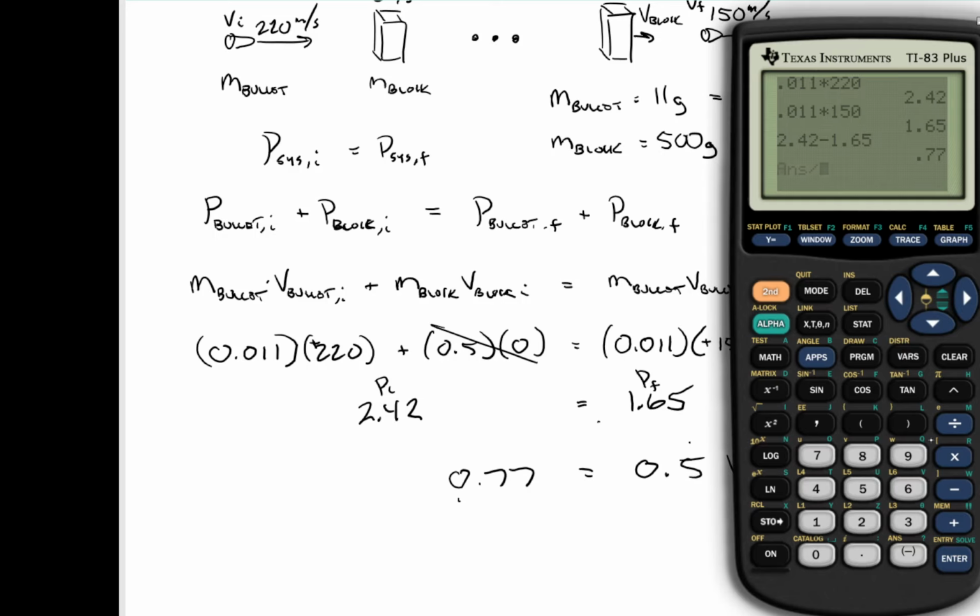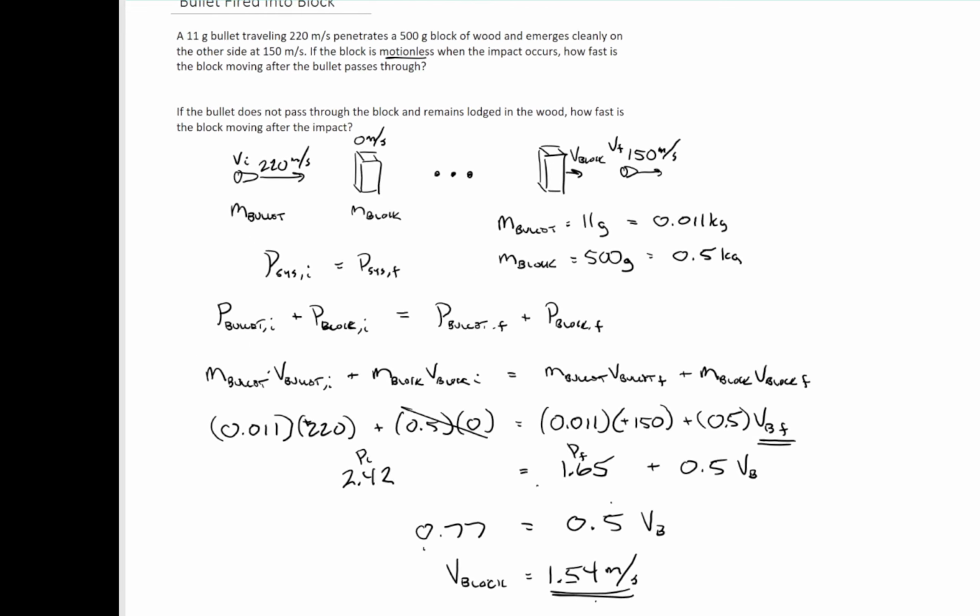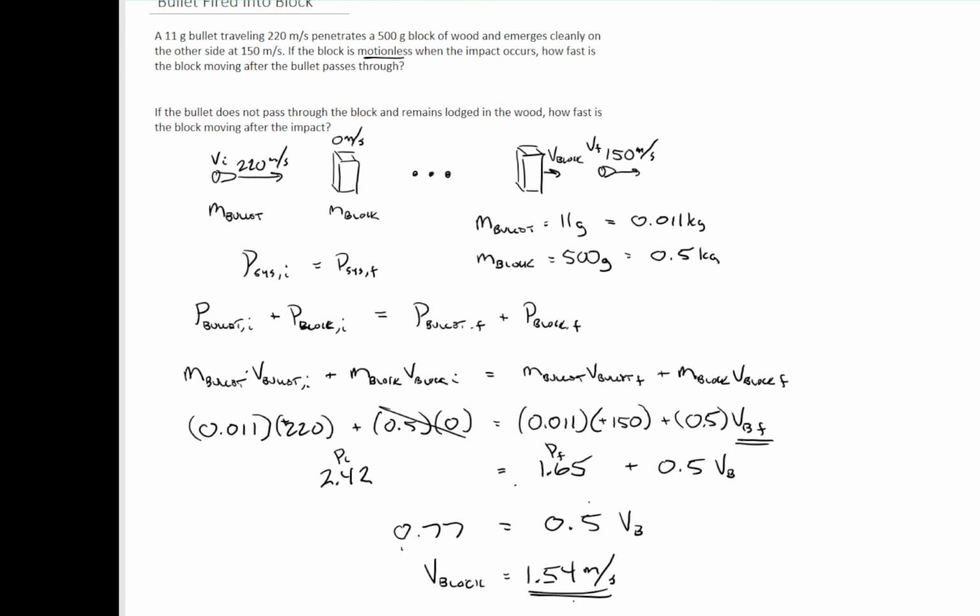But ultimately I get this. I'm going to divide both sides by 0.5, and I get 1.54. The velocity of the block is equal to 1.54 meters per second. All right, so here's this block that had no velocity, and this bullet's fired, it passes through, and now the block has gained a velocity of 1.54 meters per second. So here's a pretty simple collision where the object passes through. But what happens if this bullet actually was lodged in the block?